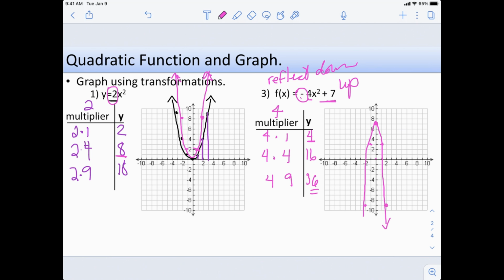So we can see as that multiplier gets bigger and bigger, and just this number, right? That negative actually flips it upside down. That number is making it thinner and thinner and thinner. So if we get to 100, what do you think? If this multiplier, the a, was 100, what do you think the graph would look like?